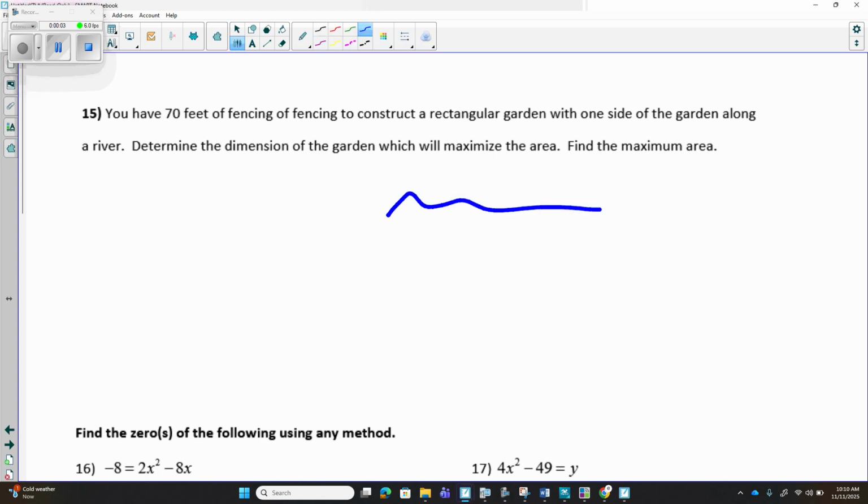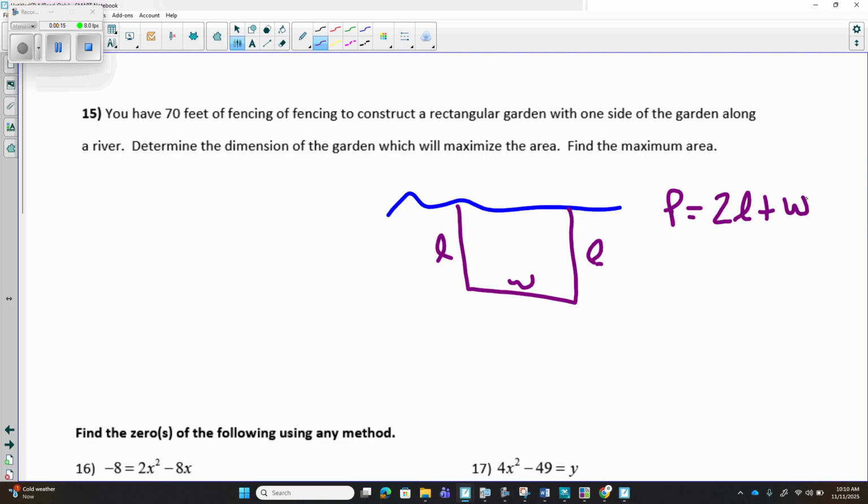So you've got your river, and then you've got your garden that you're going to build a fence around. You have a length and a width. My perimeter is 2L plus W, which ended up being 70 equals 2L plus W. Now, I'm looking for area, maximize area.